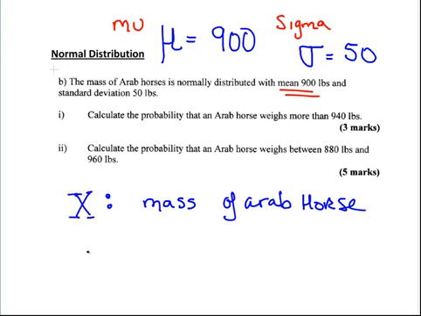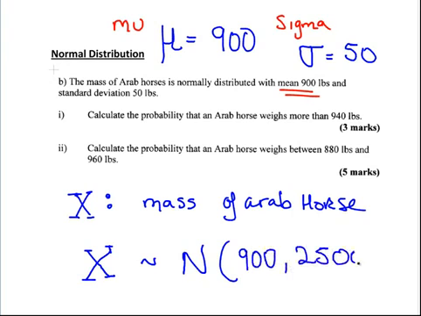Now something to watch out for is that you might sometimes be given in the question something like this: X is normally distributed with a mean of 900 and a variance of 2500. That is sigma squared, the variance. So mu as before, but sigma squared is the variance. If you get the variance, watch out for that. You might be required to use the standard deviation sigma, so you just get the square root of 2500 to get 50.